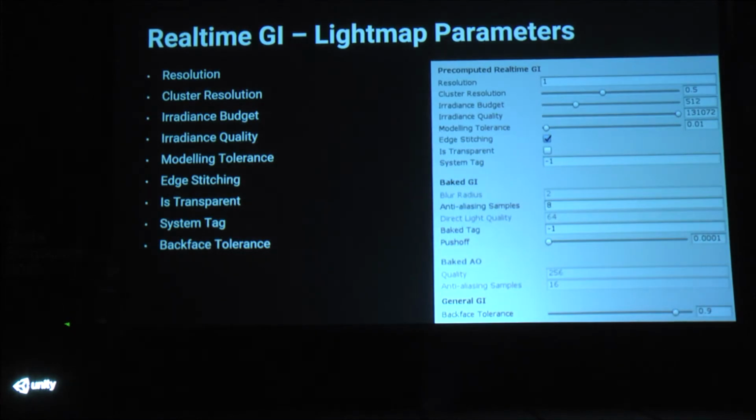Cool. So the last one is Lightmap parameters. You can think of this as a configuration file that you apply to the entire scene. This configuration file contains even more parameters. Some of these parameters are resolution, cluster resolution, irradiance budget, irradiance quality, and so on. So let's go over some of the more important ones.